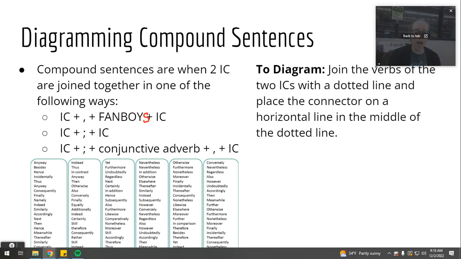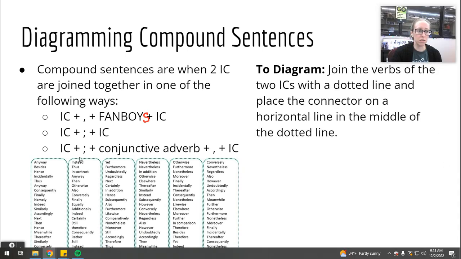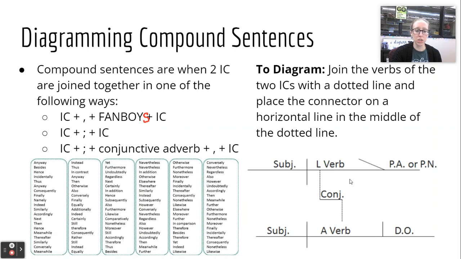Now, when we go to diagram these compound sentences where we're hooking together two independent clauses, the way that you're going to do this is you are going to join the verbs of the two independent clauses. So each clause will be diagrammed on its own separate line, but then you'll hook them together with a dotted line connecting the verbs, and then you're going to place the connector. So whatever comes between the two clauses, whether it be a comma FANBOY or a semicolon, conjunctive adverb, comma, you're going to place that on the horizontal line. So here's what it's going to look like.